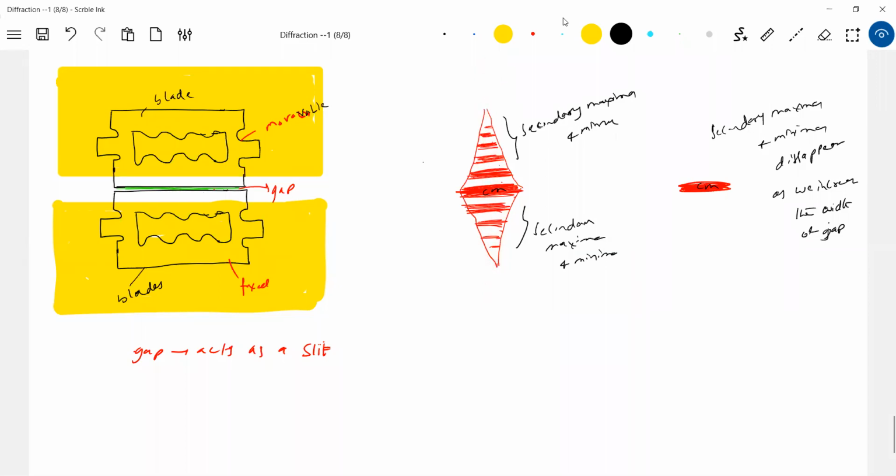According to ray optics, what do you expect? You expect only as much width as the gap, so we expect only this much here. But we see a pattern like this. Therefore it is not ray optics. No way ray optics can explain this.